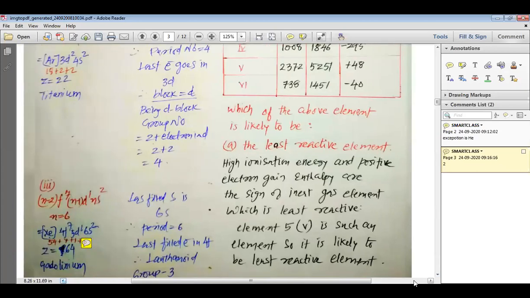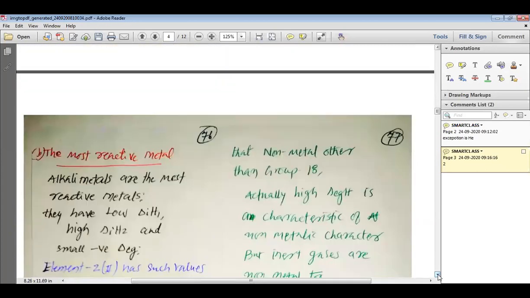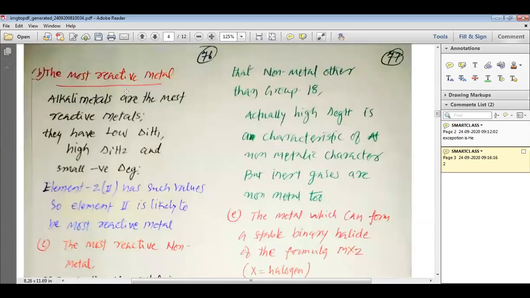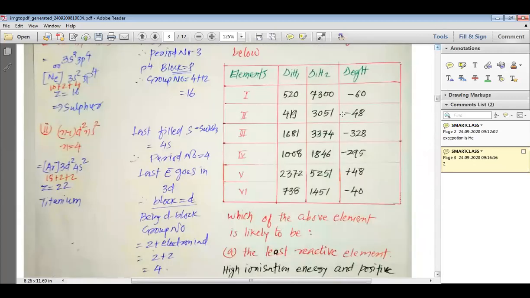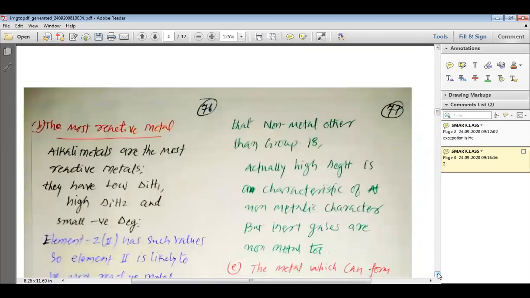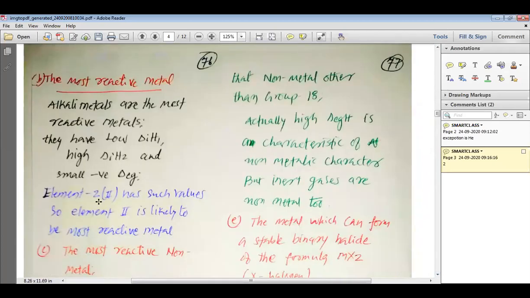So let's look at the next question, my dear students. The most reactive metal. The most reactive metals are generally the alkali metals. They have low first ionization enthalpy, high second ionization enthalpy, and small negative electron gain enthalpy. I have already mentioned that element number 2 belongs to the group of alkali metals. They have very low first ionization enthalpy and a very small electron gain enthalpy, and that is why we can say that it is the alkali metal. So the most reactive metal would be element number 2, as is the most reactive element.